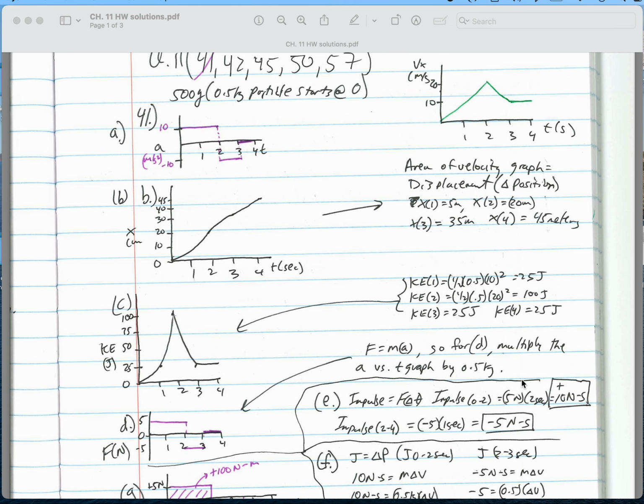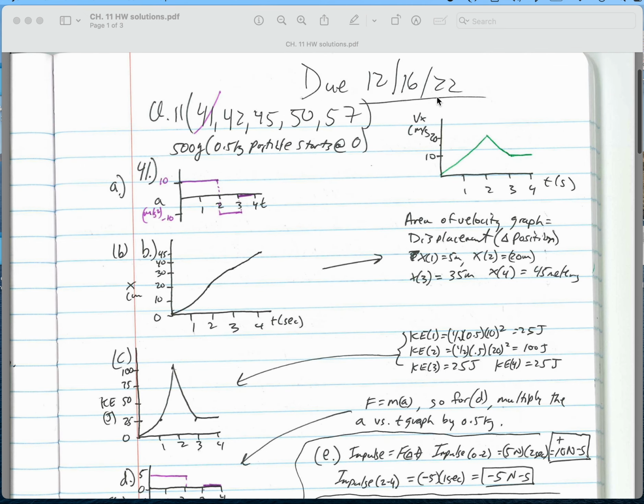So as I paged through my textbook to look at the solutions or look at the question, basically you were given this graph here. You're told you had a 0.5 kilogram projectile or particle starting at 0 velocity and 0 position. It's asking you to draw graphs and plots of things based on information that's given.